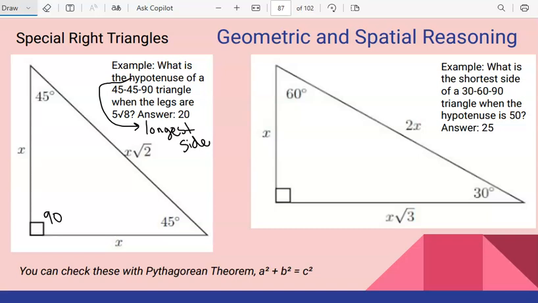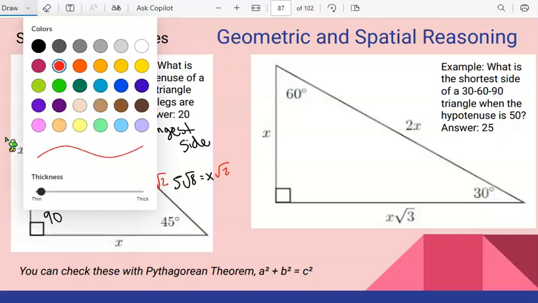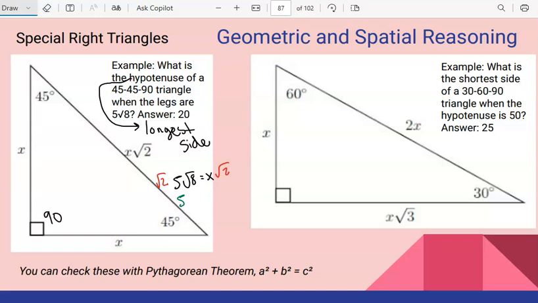For example, what is the hypotenuse of a 45, 45, 90 triangle when the legs are 5 square root 8? 5 square root 8 is equal to x, so if we multiply each of these by square root 2, we then have 5 times the square root of 16 equals x square root 2. Square root of 16 is 4, and 4 times 5 equals 20.